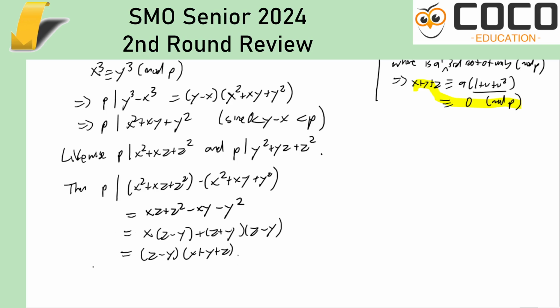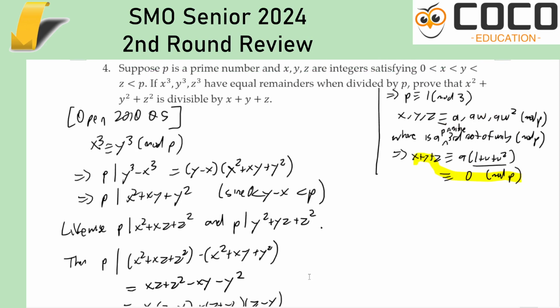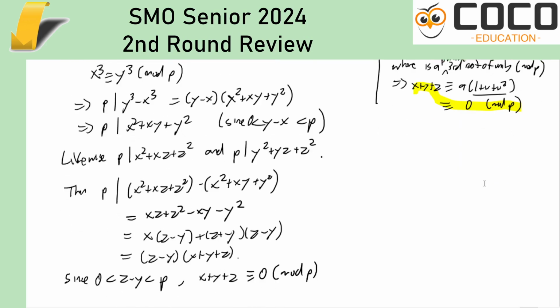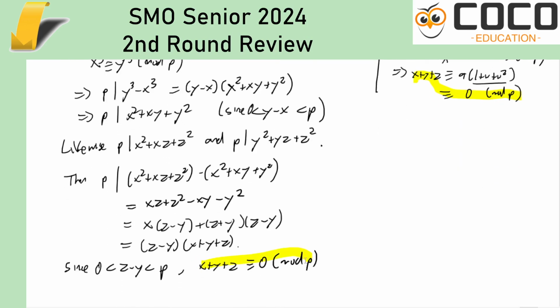So after this work, I get that since this difference once again is between 0 and p, x plus y plus z is actually 0 mod p. It's divisible by p, which is the thing that I highlighted just now here. Using the high-powered tool of primitive roots, here, not a high-powered tool, only just basic algebraic identities.